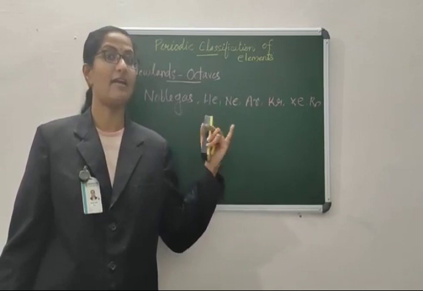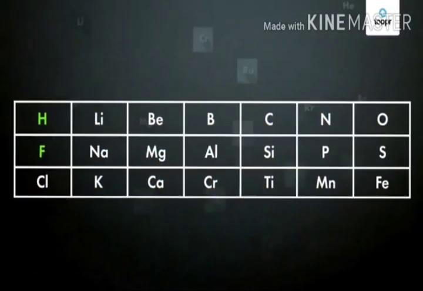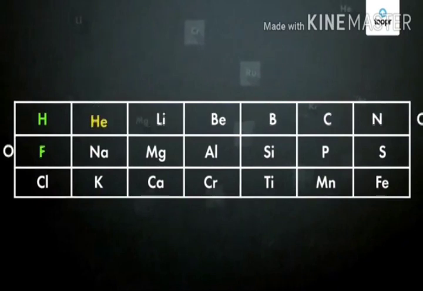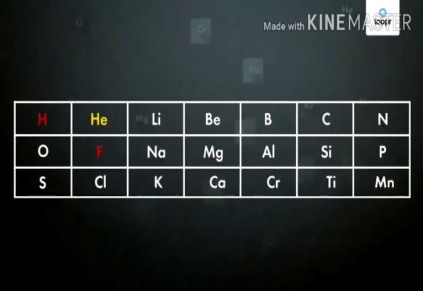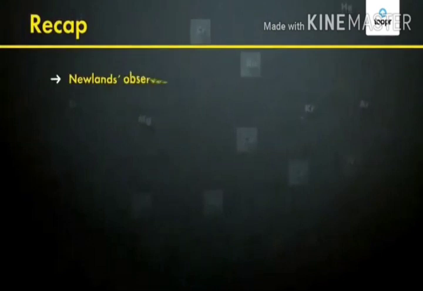Okay, let us see what he did. The positions of hydrogen and fluorine were in the same slot, but the entry of the noble gas helium displaced them. Let's go to the summary of Newlands' octaves.